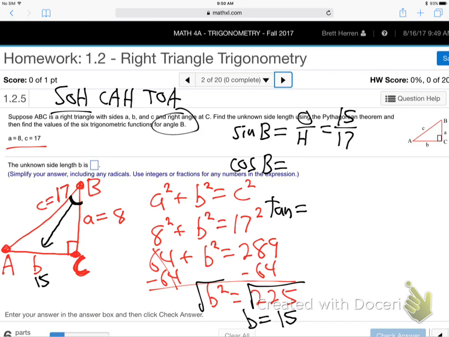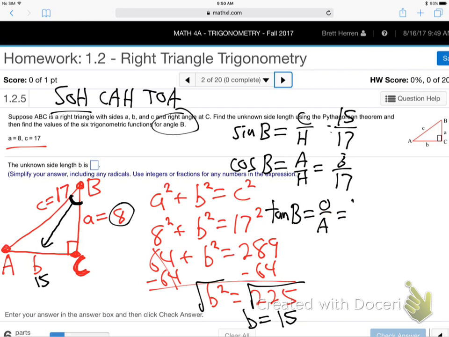Good. So the cosine is adjacent over hypotenuse. From B's perspective up here, the adjacent side, the side right next to him, is the 8, over the hypotenuse 17. Good. The tangent, I shouldn't just write tangent, it's tangent of something. It's tangent of angle B, which is opposite over adjacent. So that's opposite 15 over adjacent 8. You good there? Those three making sense?